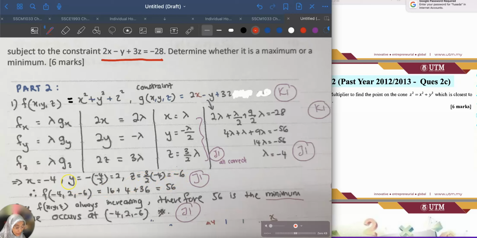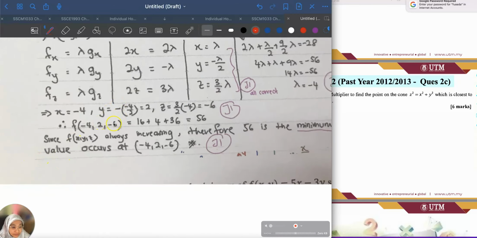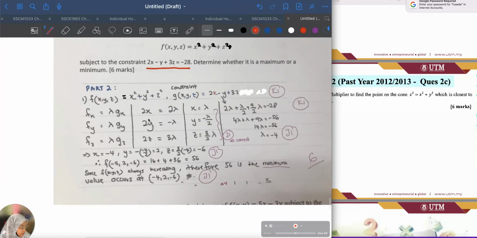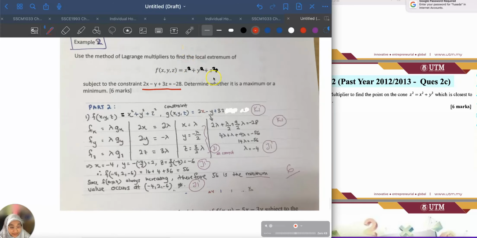Okay, so now we only have a single point. The single point here, when you substitute into the function that we have, x squared plus y squared plus z squared, gives us 56. Okay, so now we have obtained the local extremum. If you look at the instruction, find the local extremum, find the point where possibly we have a max or min.